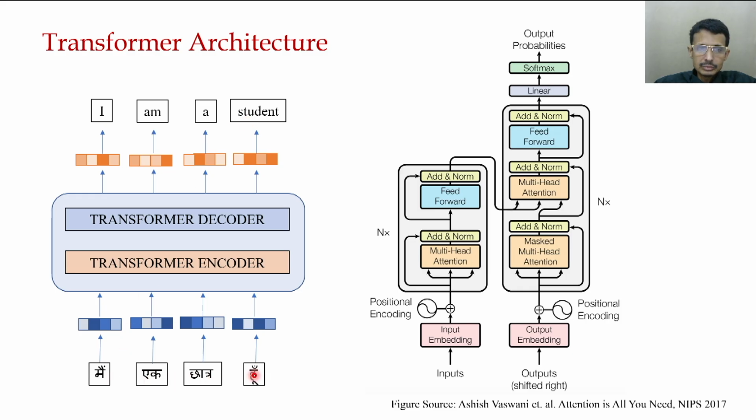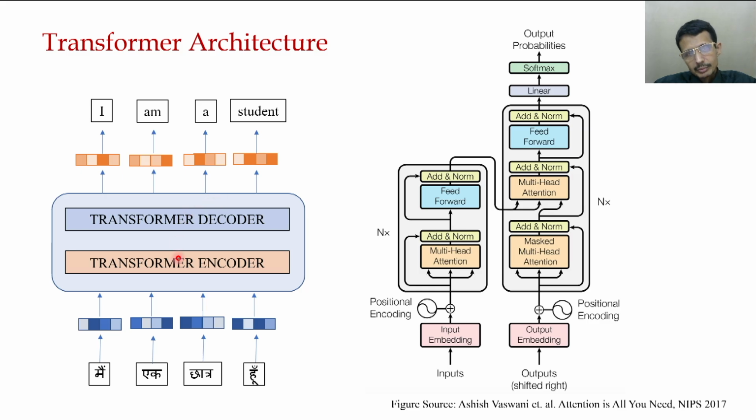Now "मैं एक छात्र हूँ" is the input to this transformer, and then it is translated to the corresponding English statement. Now we are going to understand this encoder and decoder.